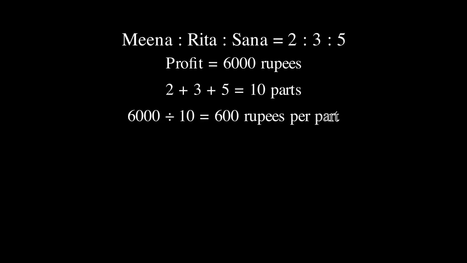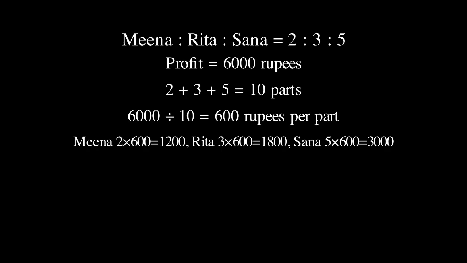6,000 rupees divided by 10 parts gives 600 rupees for every single part. So Meena gets 2 parts, 1,200 rupees. Rita gets 3 parts, 1,800 rupees, and Sana gets 5 parts, 3,000 rupees.